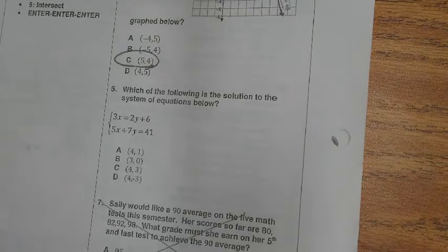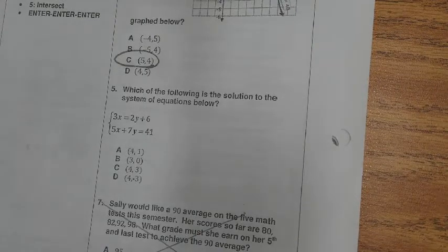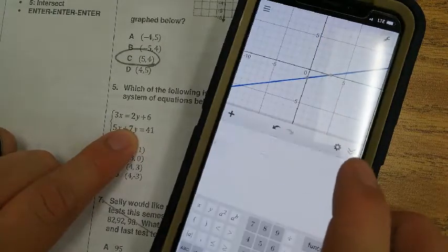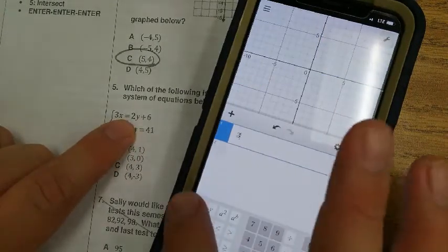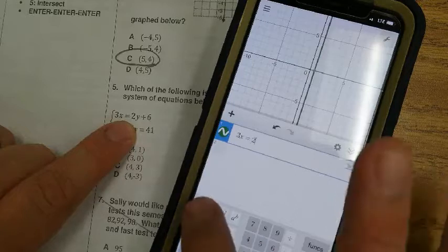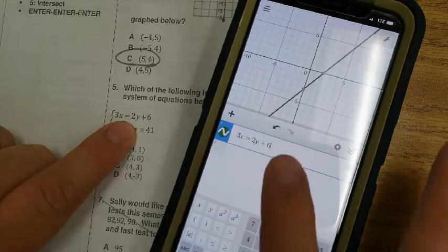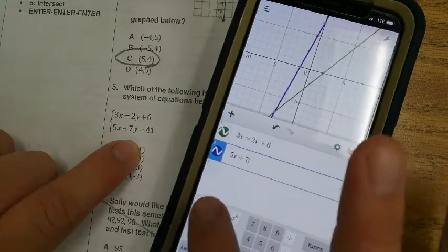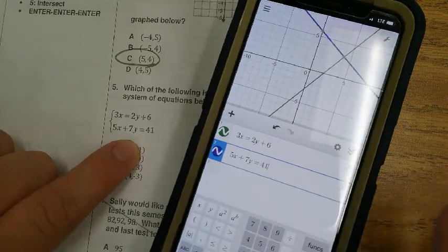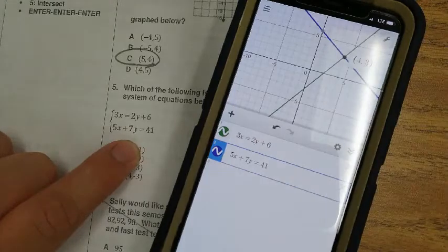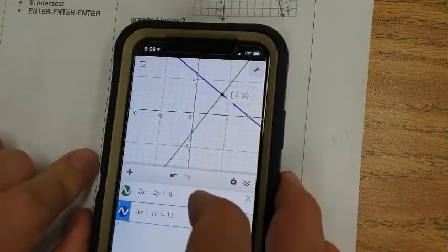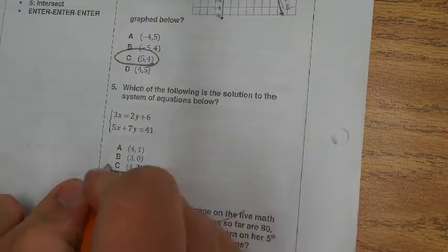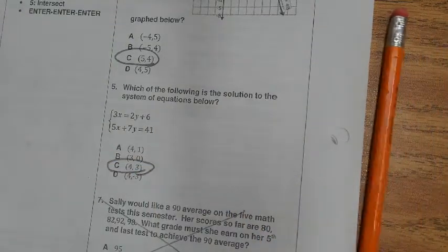And then the next one, all you have to do is just type it in Desmos. What's also nice with Desmos is we don't have to get it into slope-intercept form. It's good for you to know how to do that, but right now for the SOL, I just want to make sure that you all pass. So just type it in exactly the way you see it. Figure out where they cross: they intersect at (4, 3). So the correct answer was (4, 3). Anybody have questions on that?